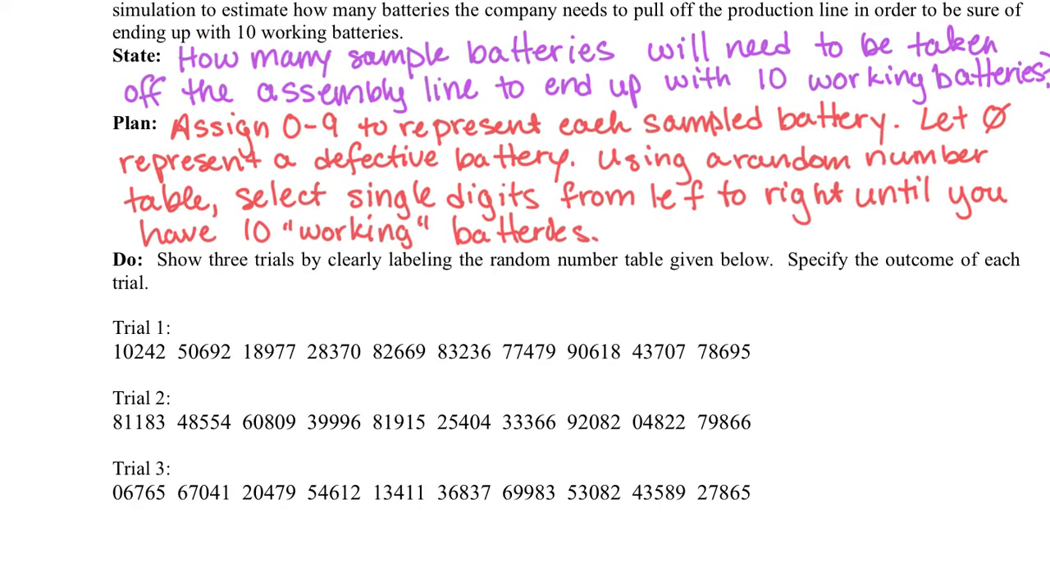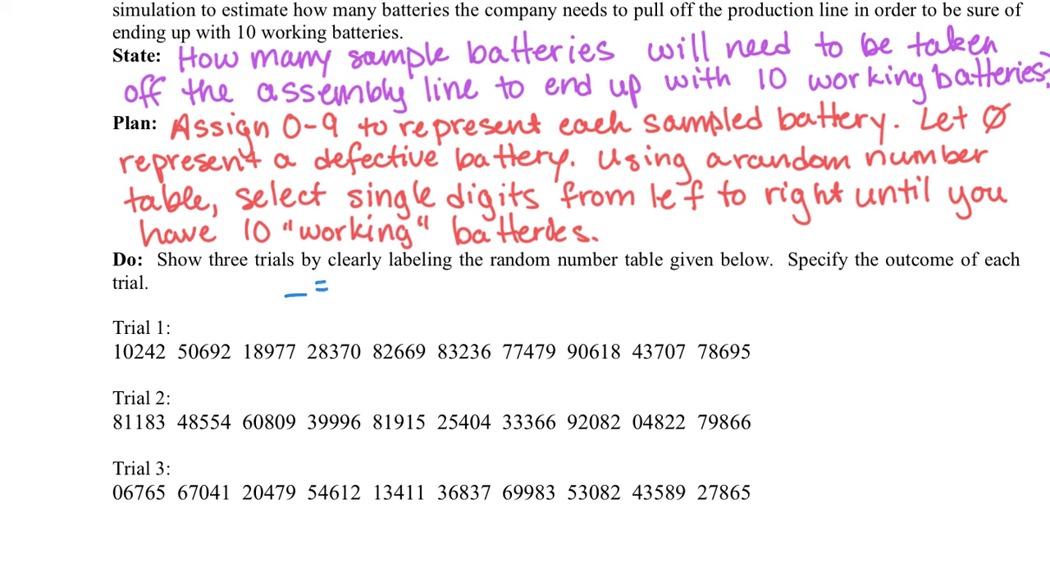So here's how I've set this up. Assign 0 to 9 to represent each sampled battery. Let 0 represent a defective battery. Using a random number table, select single digits from left to right until you have 10 working batteries. So let's do this with trial number 1, and you'll see. We're actually going to do it, and we're going to record our results.